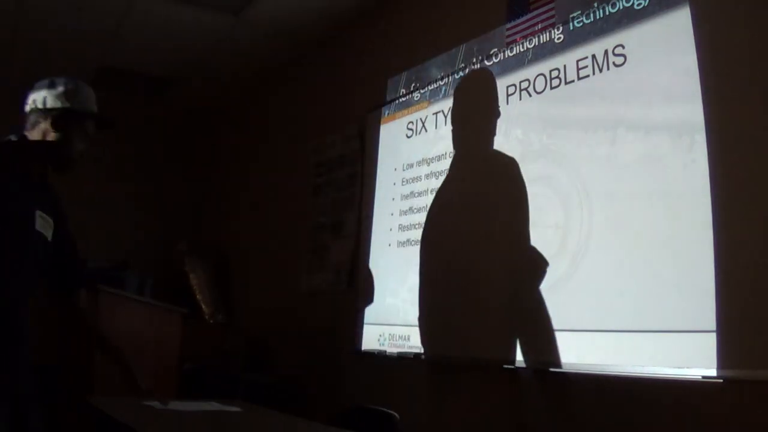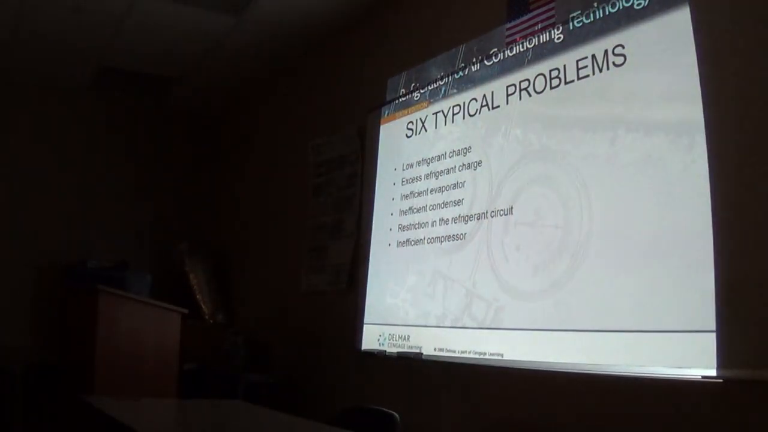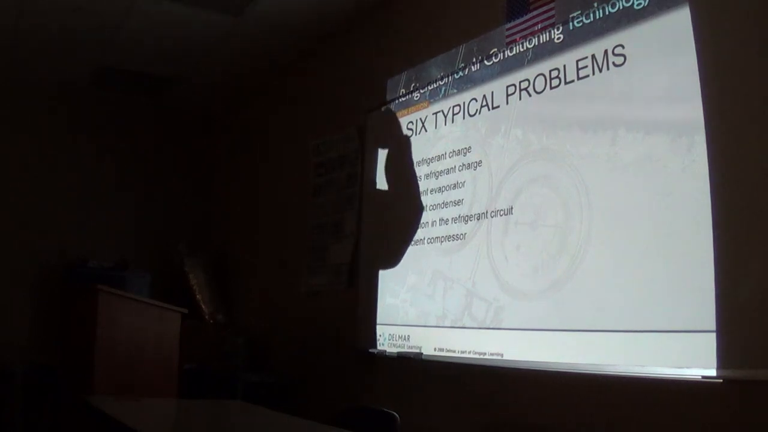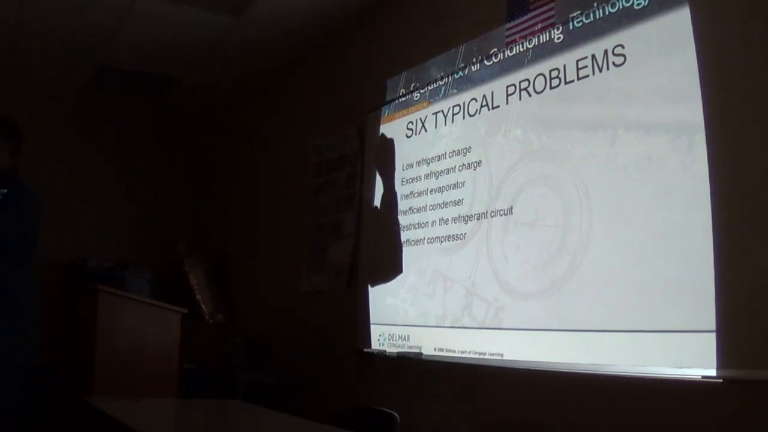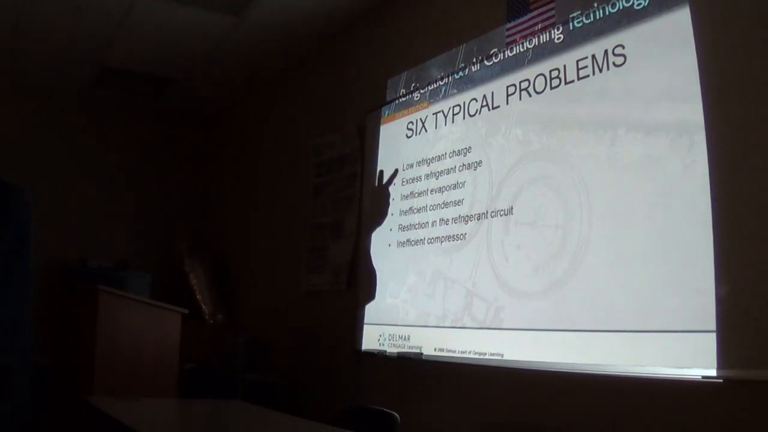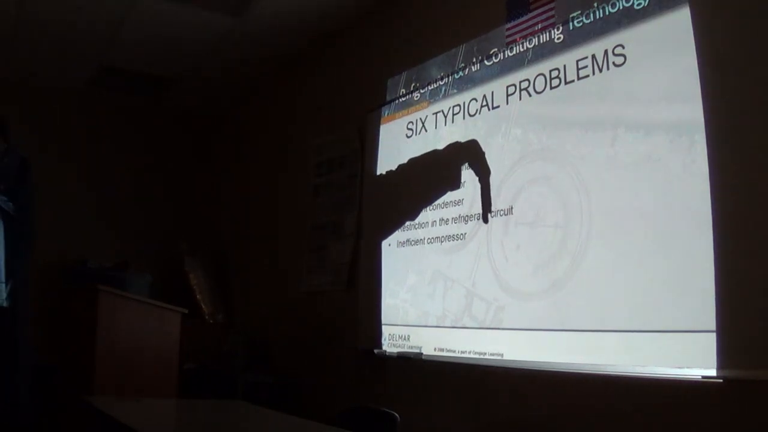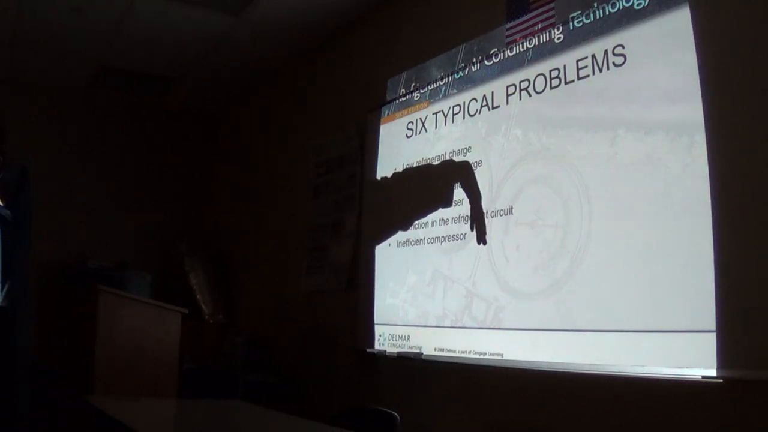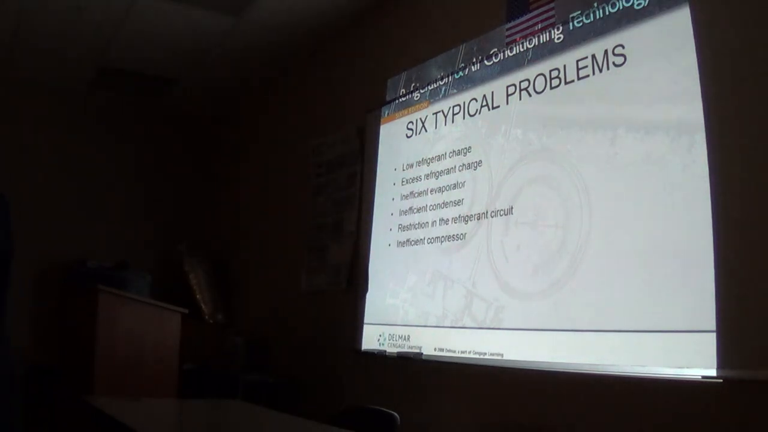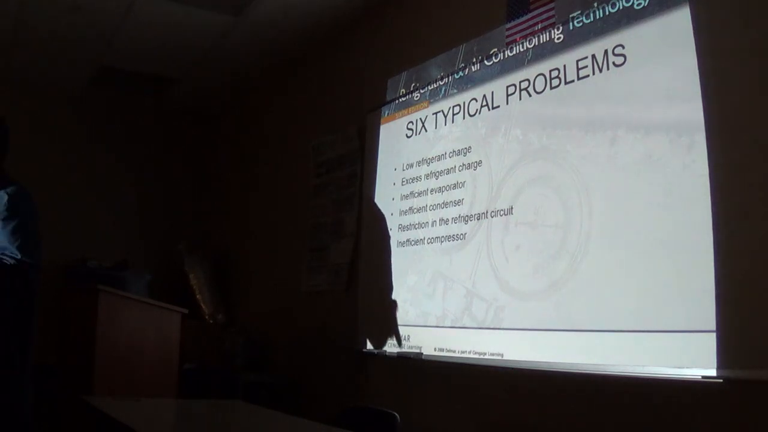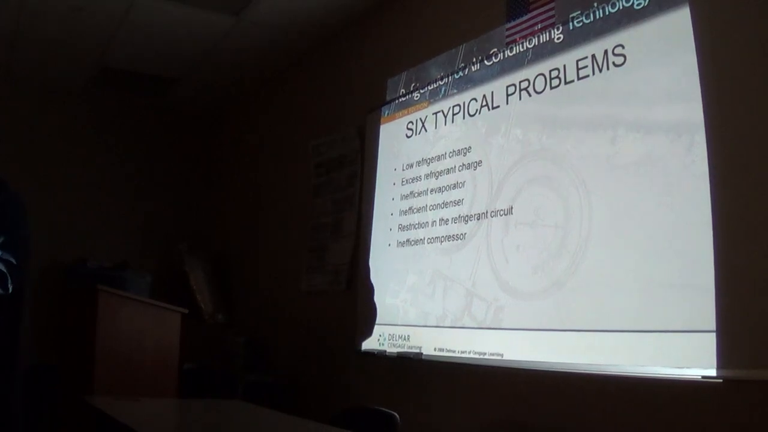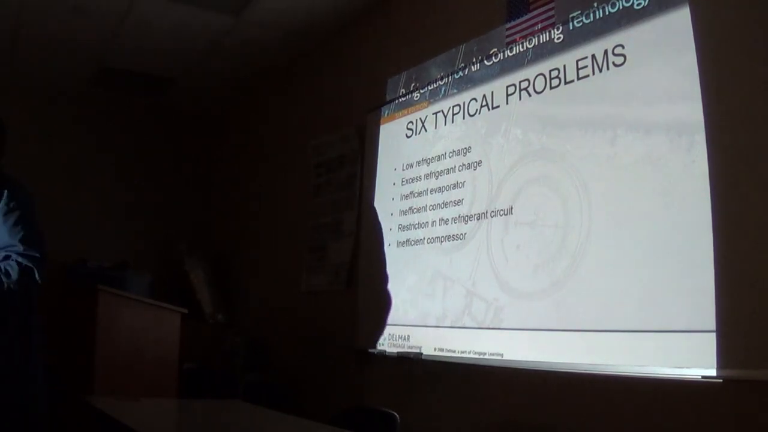And when the system cycles off, the TXV holds whatever pressure differential was there. It does not allow refrigerant to go through. Once the compressor shuts off, the TXV shuts down. So whatever is on the low side is there, whatever's on the high side is there. The pressures don't equalize through the TXV. That's what allows it to work with the pressure switch.